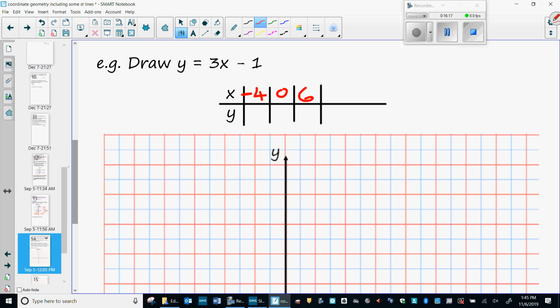-13. Good. So we're going to write that number in there. Okay? Done. Oh, that's easy. So what's 3 lots of -4? What is it? 12. Equally, -12, and then we're taking away 1.